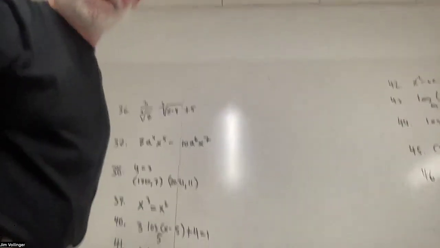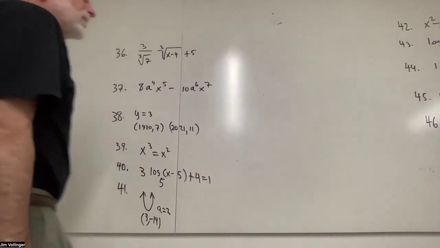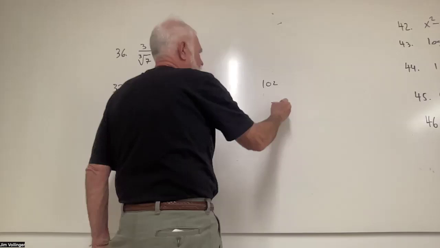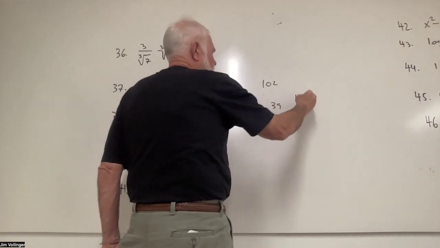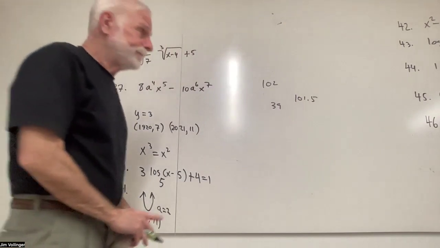How much can we learn quickly? Well, we're going to find out. Best I ever saw at the Algebra 2 level was 102 questions. A young woman did it in 39 minutes, and she got 101.5 for a score. That's pretty good.